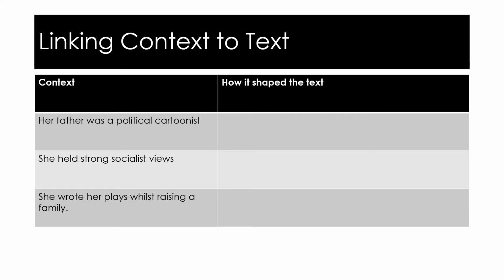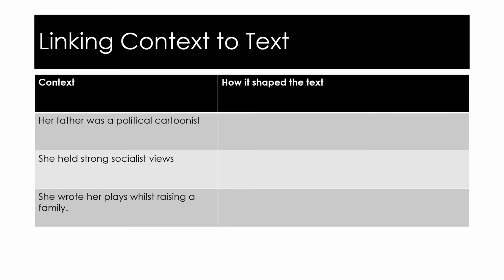Okay, so Churchill was born to 2 parents. Her mother was a fashion model and her father was a political cartoonist. How might that have shaped the way that Top Girls is written? Have a think about Churchill's own politics and how that comes through in the text.